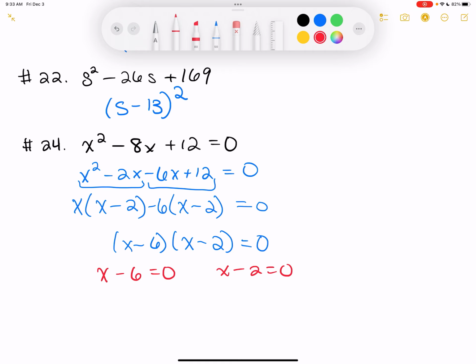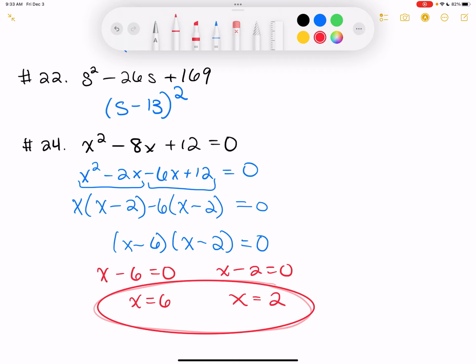So then move the 6 over, so x is equal to 6. Move the 2 over, x is equal to 2. So those are your two possible solutions.